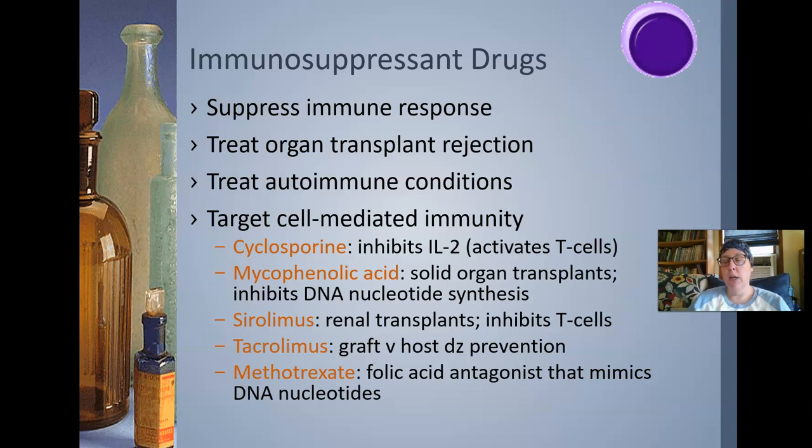And methotrexate is a folic acid antagonist that mimics DNA nucleotides. This one for sure is used in autoimmune conditions. I believe some of the treatments are for lupus, but I know for sure for rheumatoid arthritis it can be used.